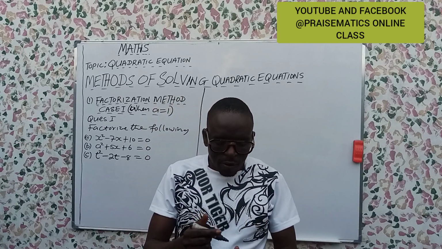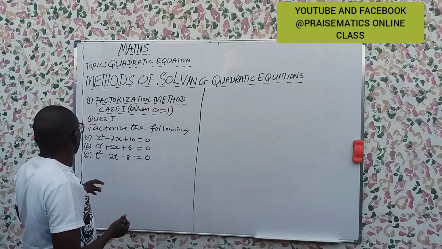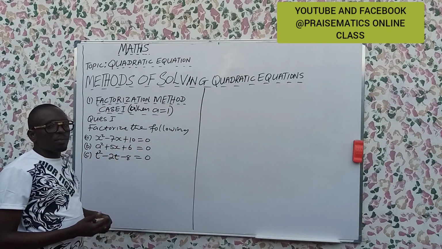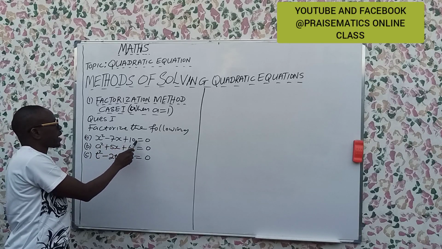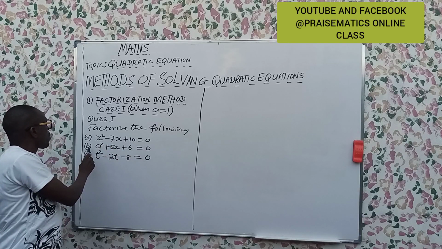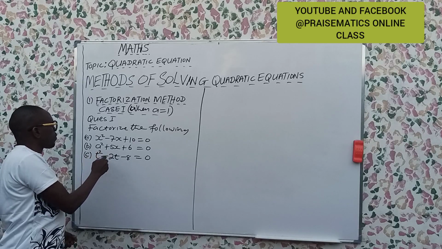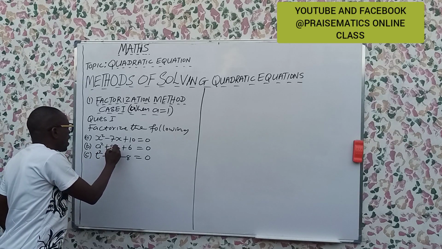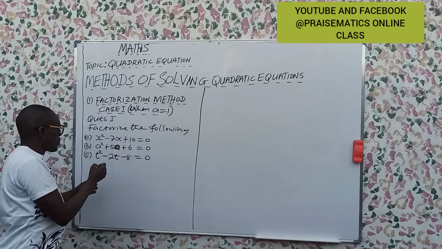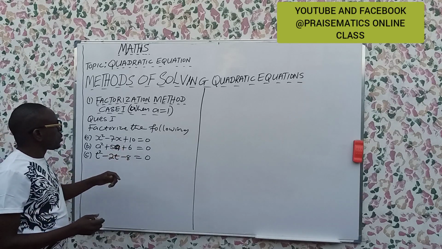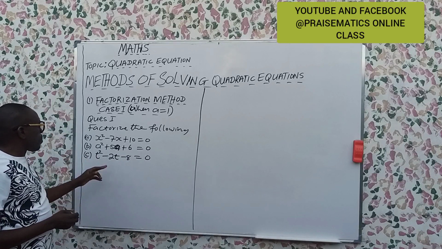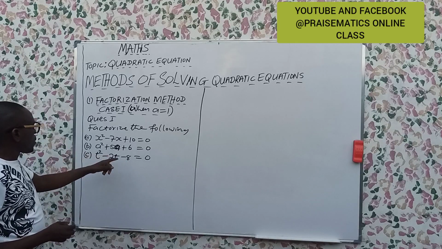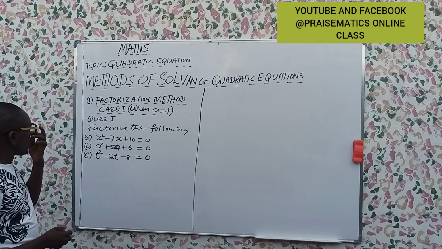In this class, we are asked to factorize the following: A, x squared minus 7x plus 10 equal to 0. B, a squared plus 5a plus 6 equal to 0. And C, t squared minus 2t minus 8 equal to 0.